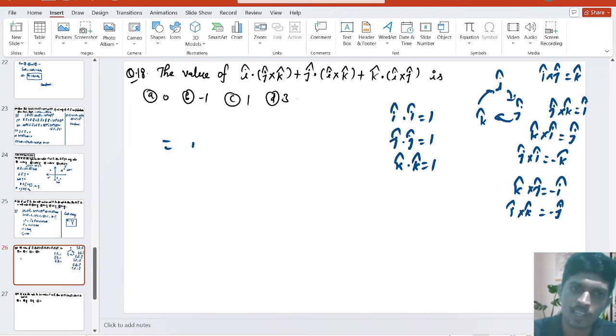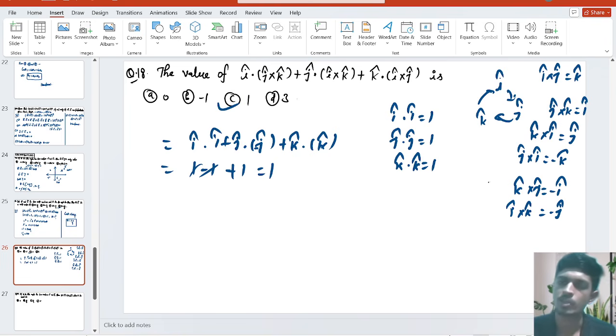i cap dot j cross k cap: j cross k gives i cap, so i cap dot i cap. Then j cap dot i cross k cap: i cross k gives minus j cap. Plus k cap dot i cross j cap: you get simply k cap. i cap dot i cap is 1, j cap dot j cap with the minus here is minus 1, k cap dot k cap is plus 1. Minus 1 plus 1 cancel out, you get 1. So option number C will be correct. I hope it is clear to you.